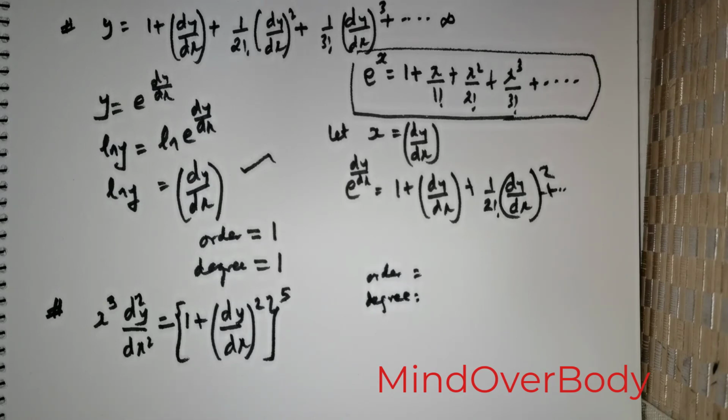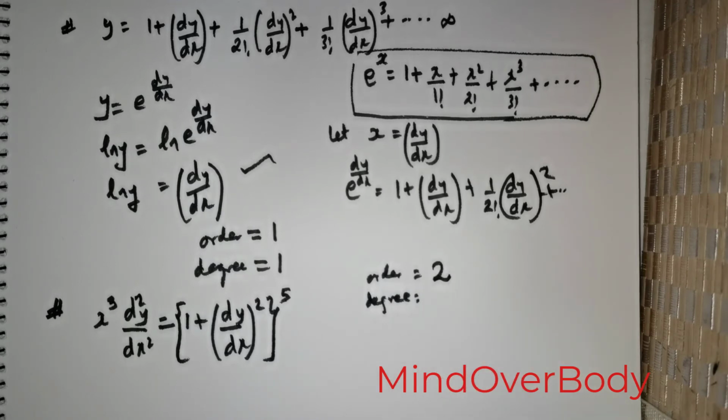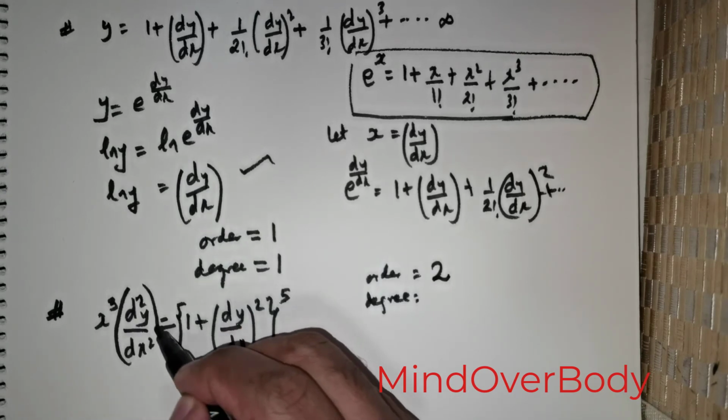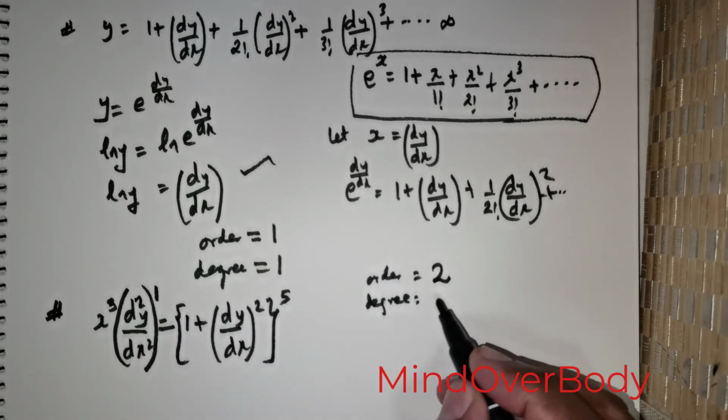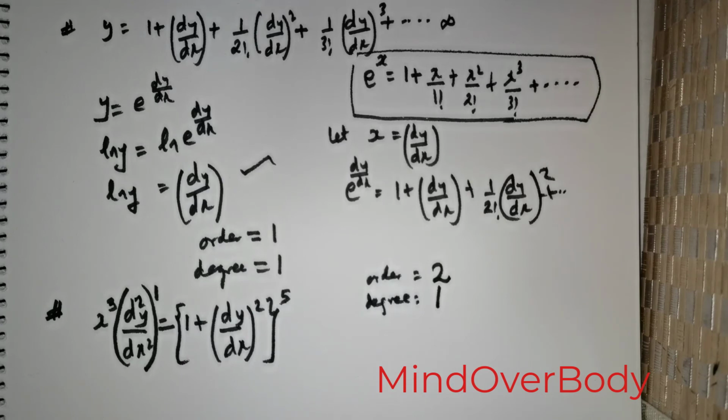All you need to do is find the highest differential. In this case it is d squared y over dx squared. So the order is going to be 2 here. Followed by that, find the power to which the highest differential is raised. In this case it is raised to power 1. So that would be my degree. That's it. This is the end of the story for this question.